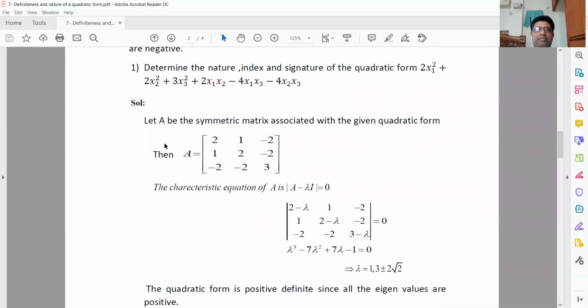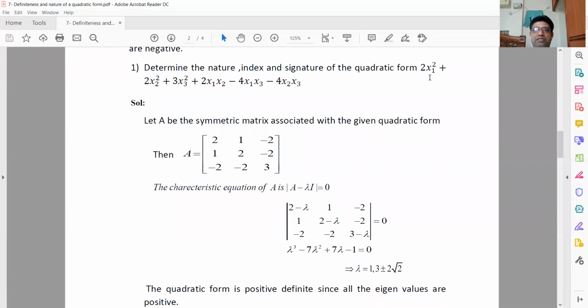The first question is: determine the nature, index and signature of the quadratic form 2x1 square plus 2x2 square plus 3x3 square plus 2x1x2 minus 4x1x3 minus 4x2x3. The first job we have to do is to write the symmetric matrix associated with the given quadratic form. We know how to write it.